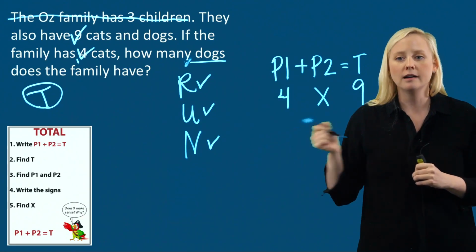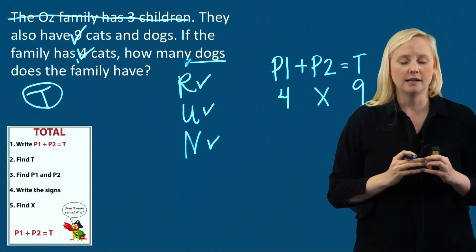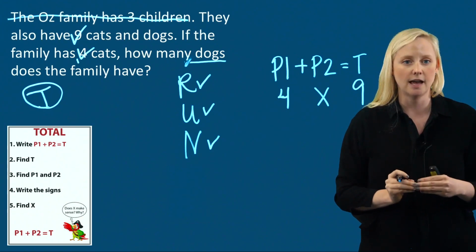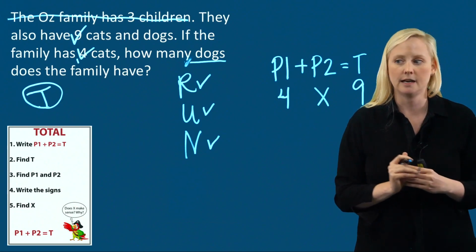Okay, our next step, step 4, is write the signs. I'm going to go ahead and write the signs. Every time we have a total problem, our signs are the same. We have a plus sign and the same as sign.